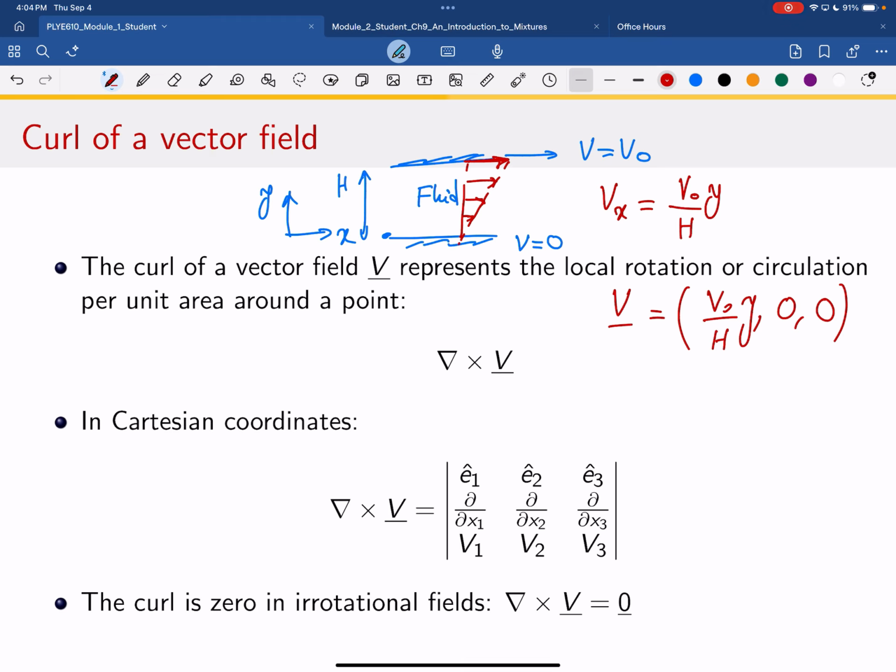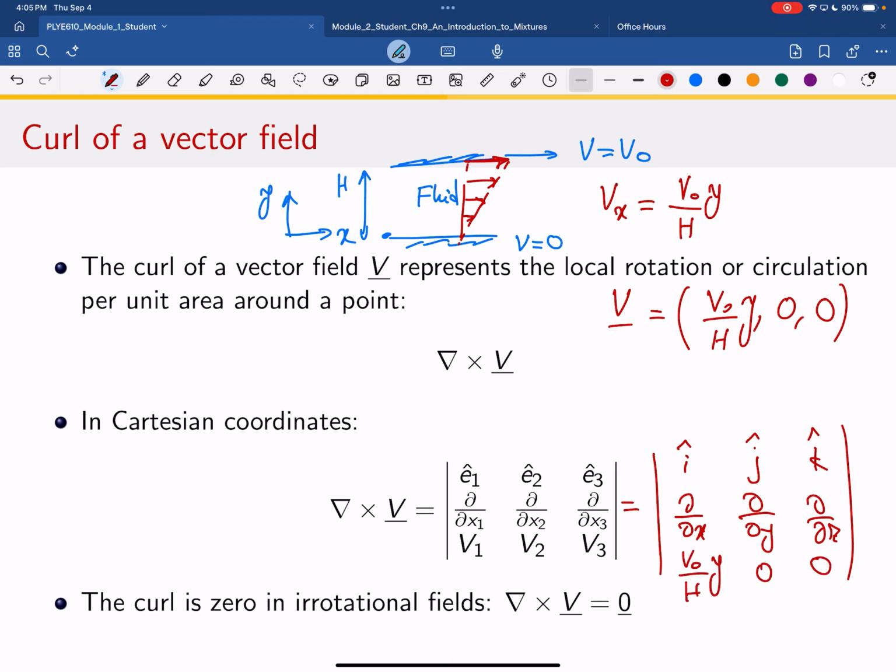So can you calculate the curl of this vector field? It's a vector field, right? So at each point, I have a different velocity. If you use that relationship over there, what is going to be your curl? So let's do that. E1, E2, E3, d/dx1. Let's write it in terms of i, j, k, because over there I have i, j, k. So this is d/dx, d/dy, d/dz. The first component is v0 divided by h times y, and these are 0. Can you quickly tell me what the curl is, if you calculate this determinant?